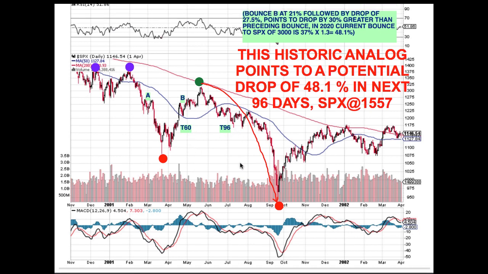This is a very important chart for you to look at, actually both the detailed chart and this one right here, because if you focus on this and study it, guys, it gives you the answer to how bad things could actually get based on these historic analogs. This chart right here tells us that we could be dropping by as much as 48.1% in the next 96 days, and the S&P could be trading at 1557.